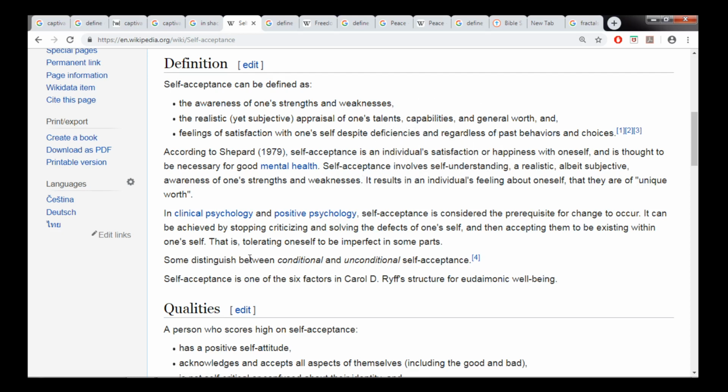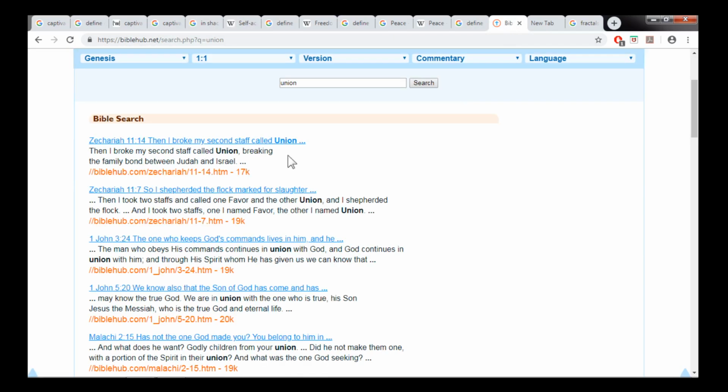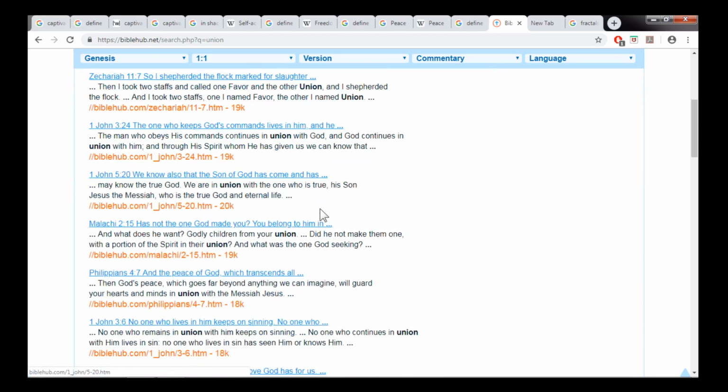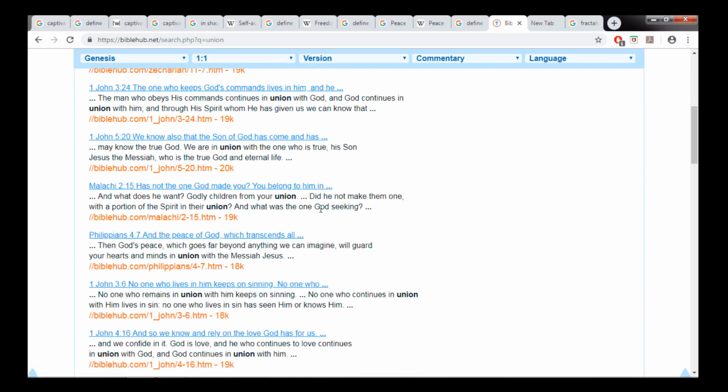So you're relentlessly chasing some dragon. Relentlessly chasing that dragon. All because, you guessed it, you denied to be in union with the Father. The love unconditional, right? Then I broke my second staff called union. Two staffs, one favor, the other union. Wow, amazing. But no, there's no wisdom in this, people. No, none, zero. It's just oppression and bigotry all the way through, people.